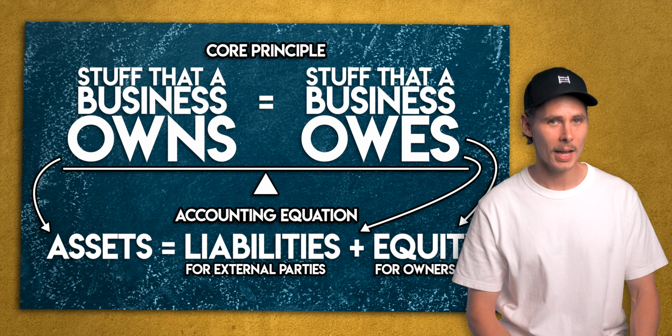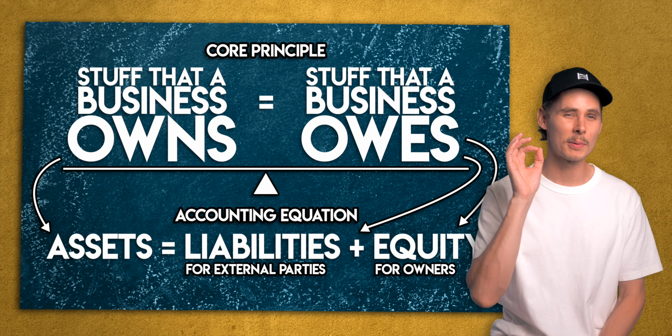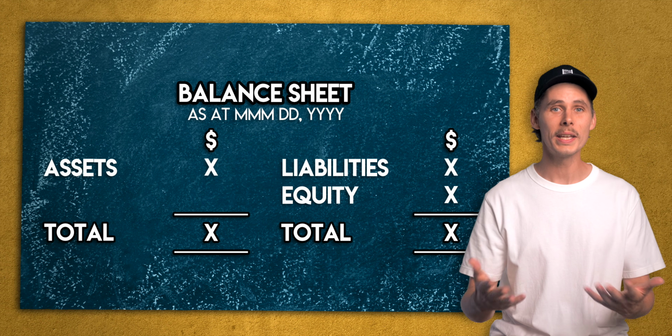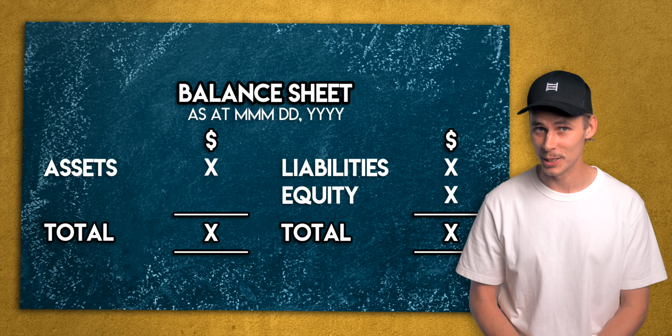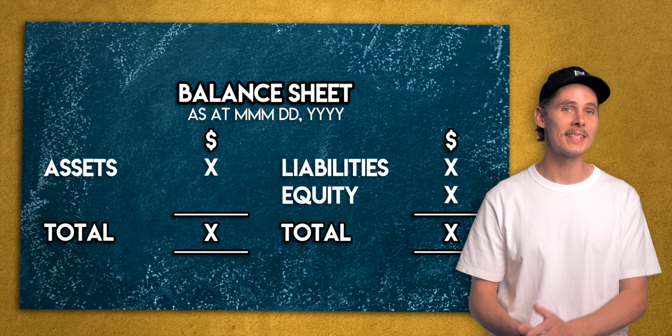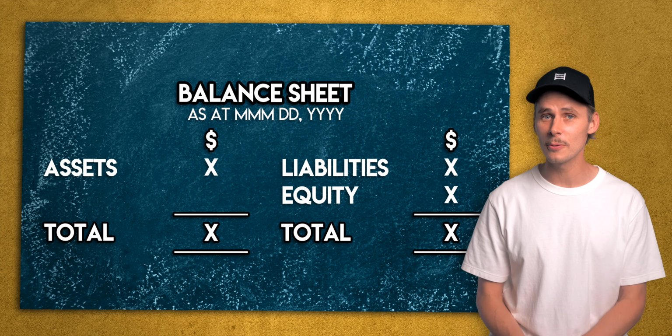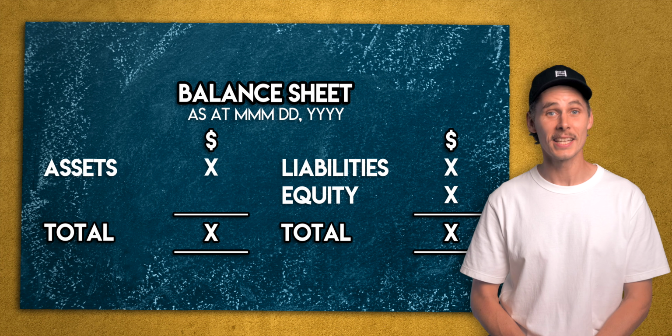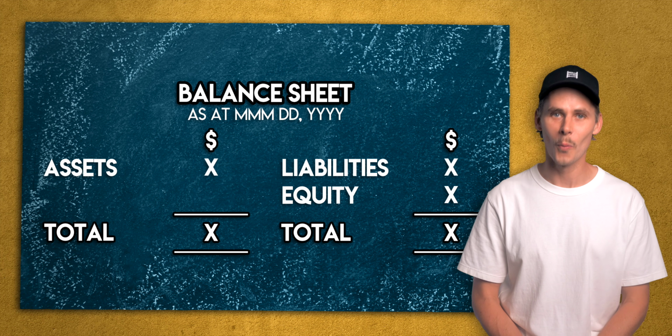Now, if we take a snapshot of the accounting equation at a specific point in time, we get a report called the balance sheet. It's a summary of a business's assets, liabilities, and equity. Now, let's use the balance sheet to break each of these down one by one.